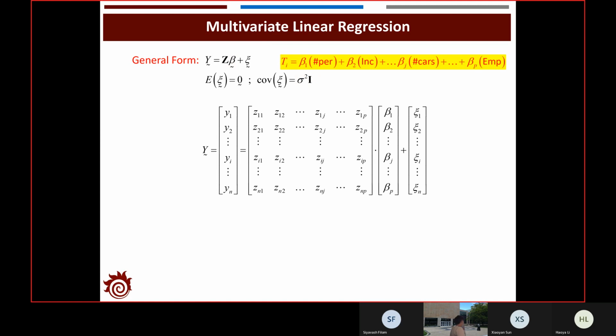Now we can write them into the matrix format. Y is the observation, which will be the number of trips we observed for each household, with n households in the sample, and Z is the independent variable we collect for each household, and then beta is the parameter we want to calibrate, we want to estimate from the sample.